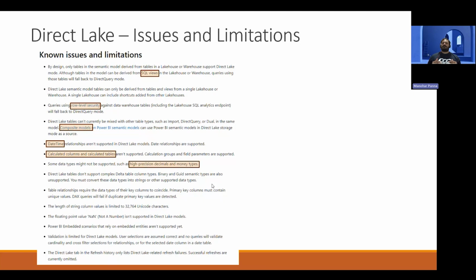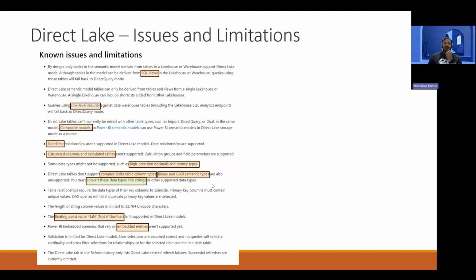So if you can't use direct lake mode, it'll switch back to direct query mode. Complex delta table column types, like binaries and GUIDs, semantic types. If you're using those in your data storage layer, in your delta tables, then that will not work with direct lake. There is a workaround for this: convert these data types into strings. Floating point value, not a number, is not supported in direct lake model.